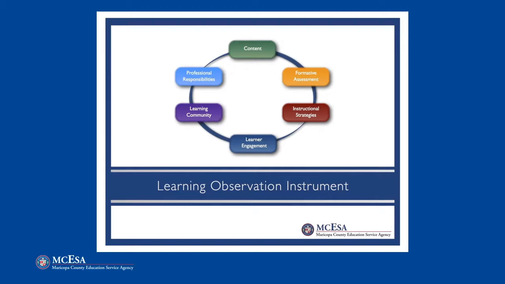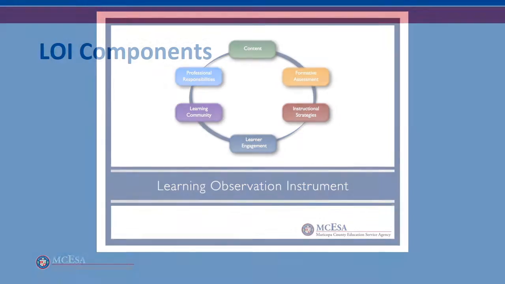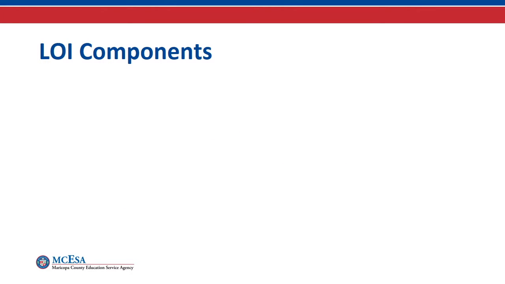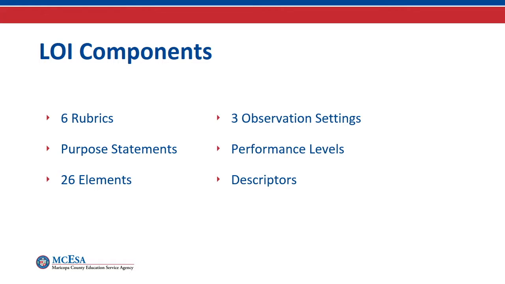So for this overview, you'll need a copy, either a physical copy or an electronic copy, of the Learning Observation Instrument. A pen or pencil and some sticky notes might also be helpful to support your learning. So let's begin. In this overview, one of our objectives is to identify the components of the Learning Observation Instrument. This includes the rubrics, the rubric purpose statements, and the elements. We will also review the observation settings, the rubric performance levels, and the descriptors.